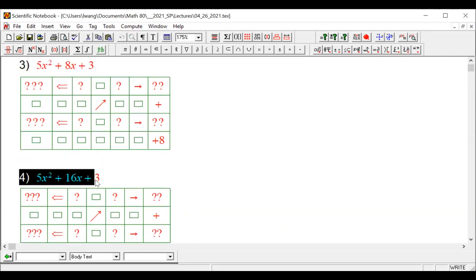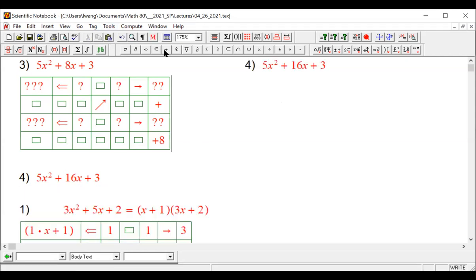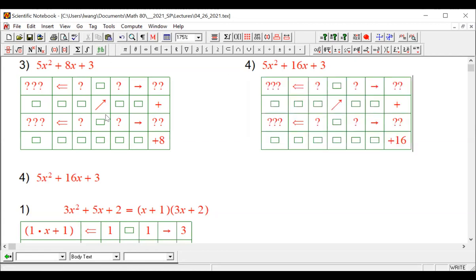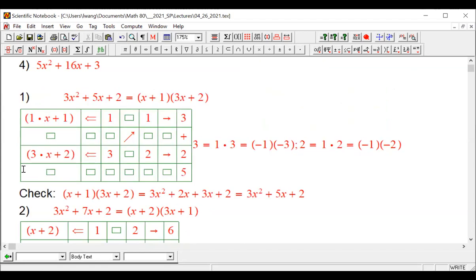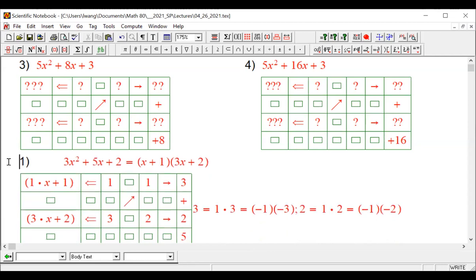Okay, so let me put this one over here. So this is number 4. And the table, I'm going to put it over here for that match, so hopefully you will see better this way. So with number 1 as our reference, the number to match is 8.